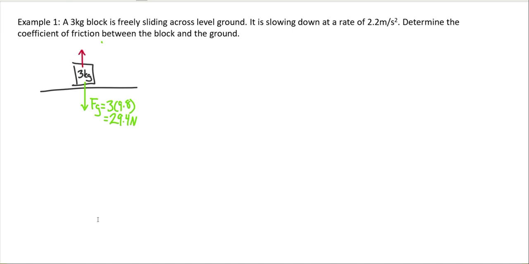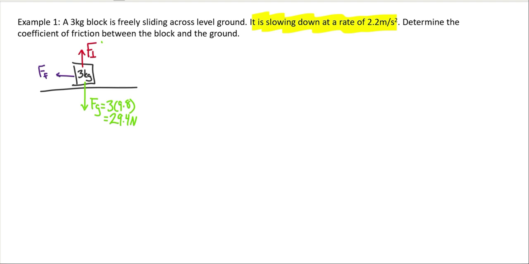There's also, because it's on the ground, a normal force. And we did say that there is a coefficient of friction between the block and the ground. So that means there's a force of friction. So I'm going to write in this force of friction here. Now, when I read this problem, there's some other information that's going to be very important. It's the fact that it is slowing down at a rate of 2.2 meters per second squared.